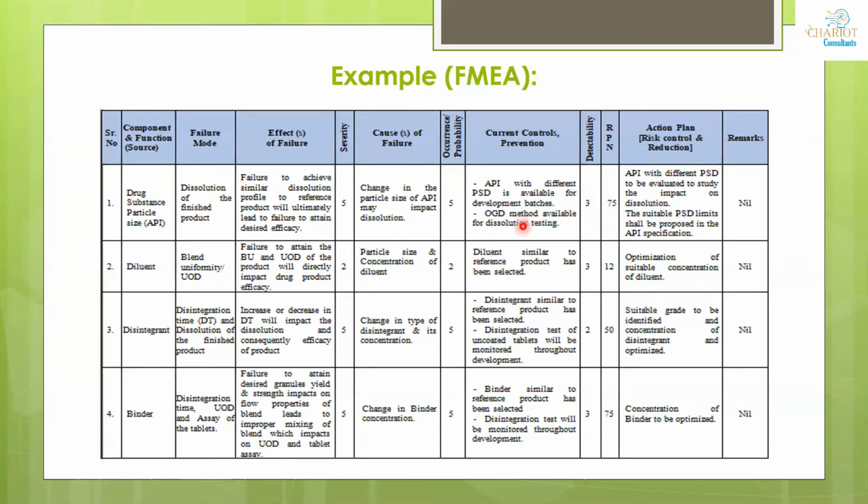Why? Because I have the method with me in which I am able to detect whether it is passing or not. If in case you didn't have any method with you, the detectability would be very difficult for you. I mean, how will you detect whether you are getting the dissolution good or bad? So in this case, I have kept detectability of 3. So when we talk about the RPN number here, it is 5 multiplied by 5 multiplied by 3, it is 75.